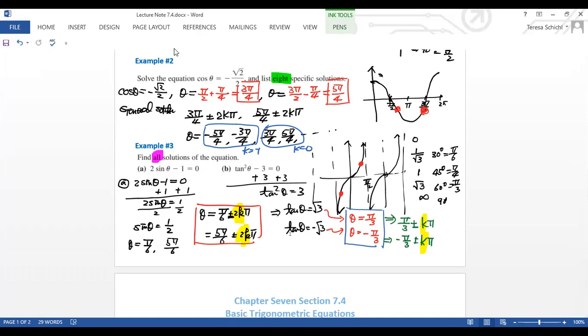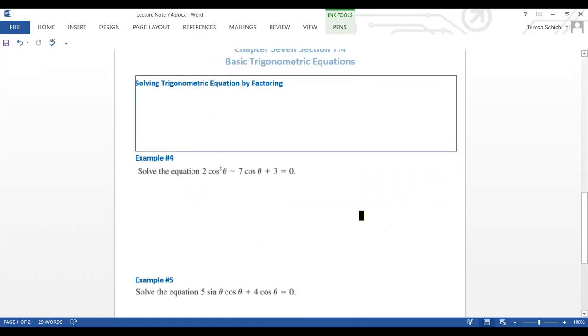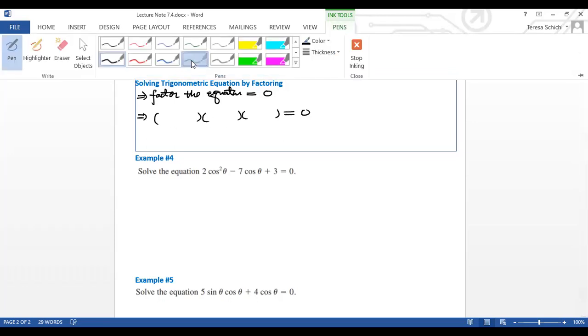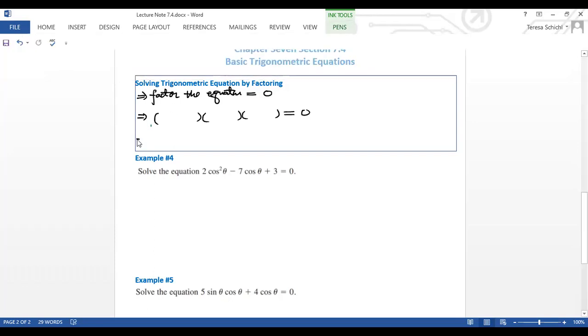All right, now let's take a look at the next ones. Solve the trig equations by factoring. That means you factor the equation and let the equation equal 0. This is your factor, and depending on how many you have, maybe 3 or 4, it doesn't matter. After you do that, you set each factor equal to 0, then solve for theta.